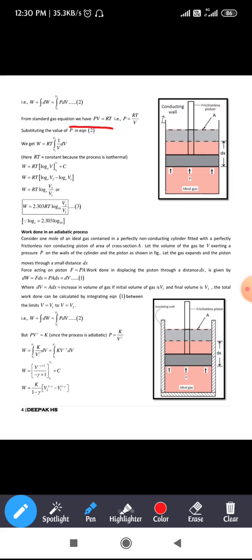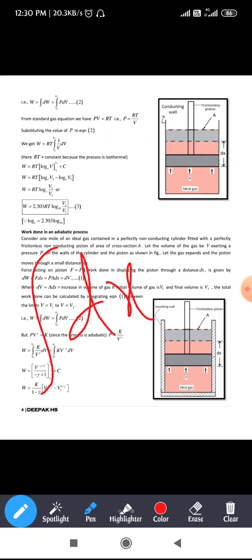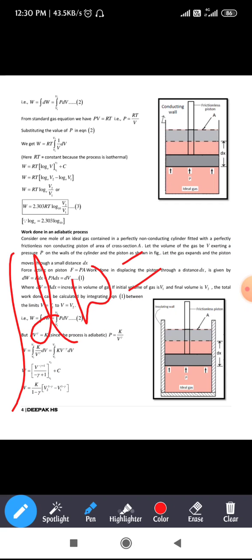Taking V to the right hand side, you are going to get P is equal to RT by V. What we are going to do is substitute this value of P in equation 2. As you know, the integration of dx is x itself. Similarly, the integration of dW is nothing but W.